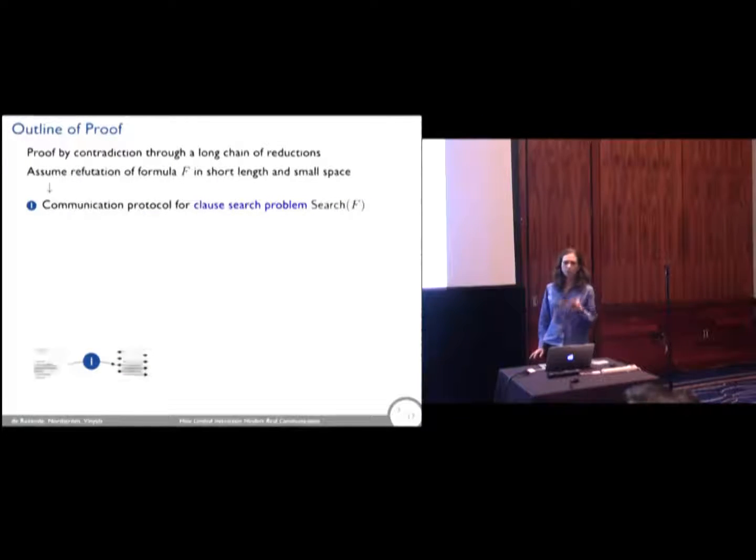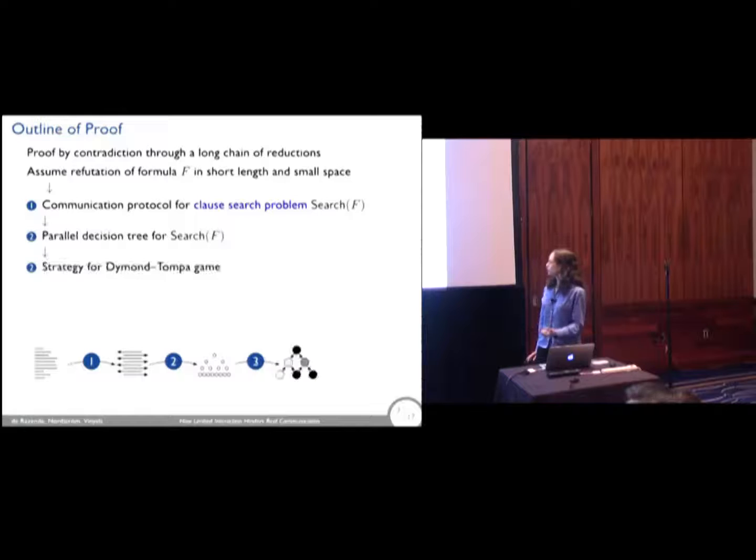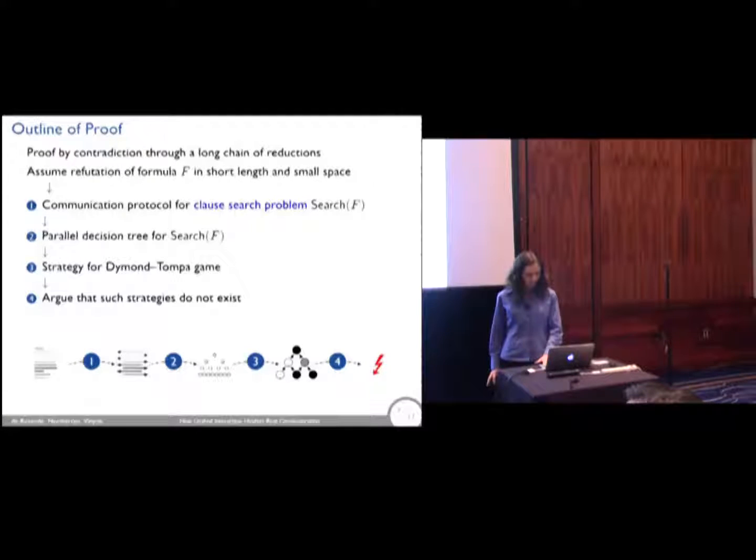From there, we get a very efficient communication protocol for the clause search problem on this formula, which I'll define in a minute. Then we'll get a parallel decision tree for this problem. Finally, we'll get a very good Diamond-Tompa strategy. And then we will have to argue that such strategies do not exist. So in this talk, we'll be able to talk a little bit about the first 2 points.